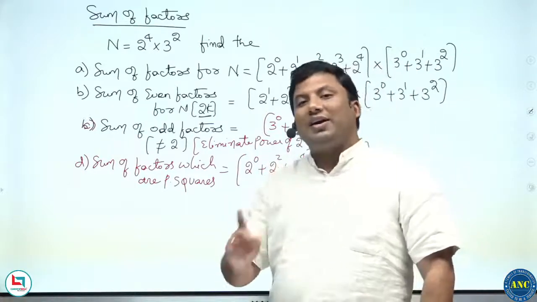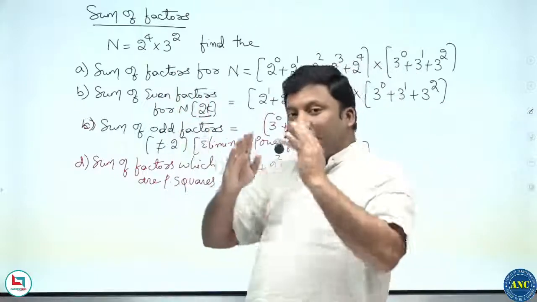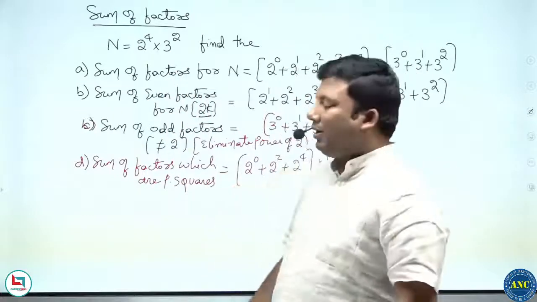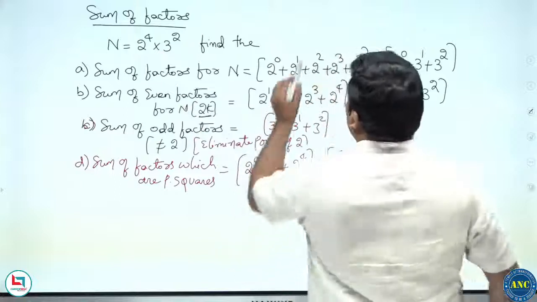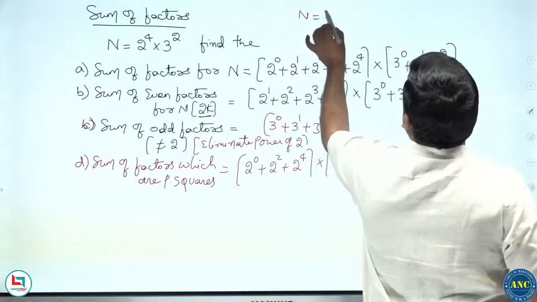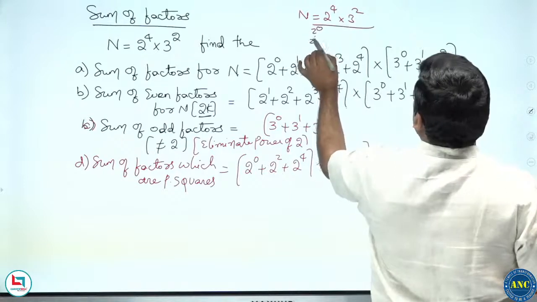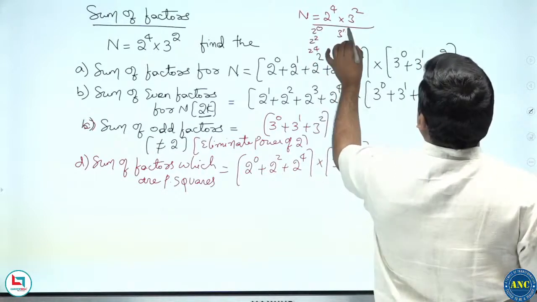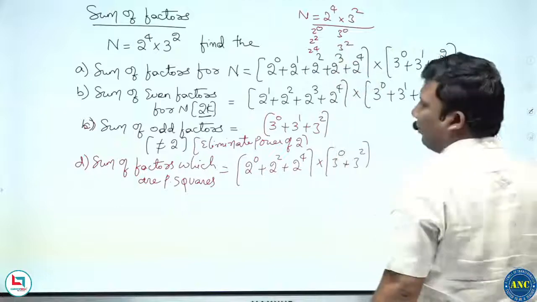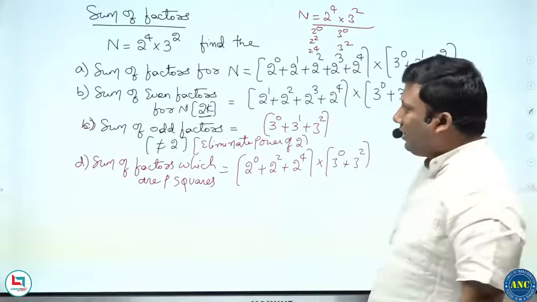How to determine the factors which are perfect squares? A perfect square's powers will be even numbers including 0. So n is equivalent to 2 power 4 into 3 square. What are the powers of 2 which are even? 2 power 0, 2 power 2, 2 power 4. 3 power 0, 3 power 2. We have to add it. Sum of the factors.